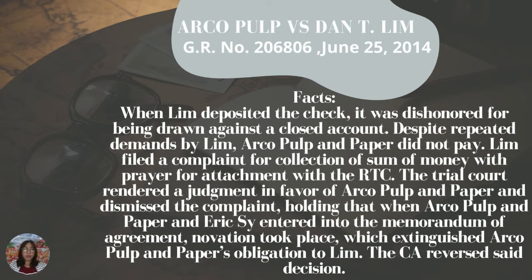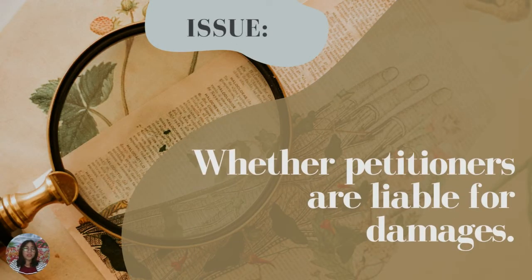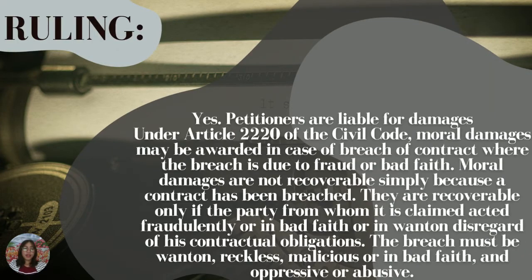The trial court rendered a judgment in favor of Arco Pulp and Paper and dismissed the complaint, holding that when Arco Pulp and Paper and Eric C. entered into the Memorandum of Agreement, novation took place, which extinguished Arco Pulp and Paper's obligation to Lim. But the CA reversed the decision. The issue of the case: whether petitioners are liable for damages. The ruling of the court: yes, petitioners are liable for damages.